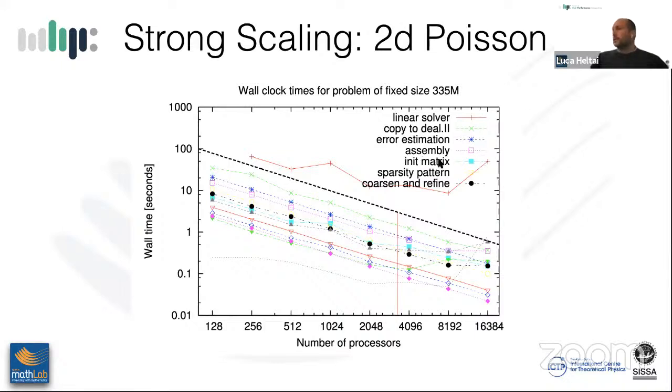The initialization of the matrix is not so perfect because you need to do some communication. Sparsity pattern is not so perfect because you need some communication. The copy to deal to error estimation, assembly, and so on and so forth. So all of this seems to scale quite well compared to the optimal scaling. And the only thing that is actually not working so well is the linear solver, because you will need more and more iterations to solve when you have a much larger number of degrees of freedom.